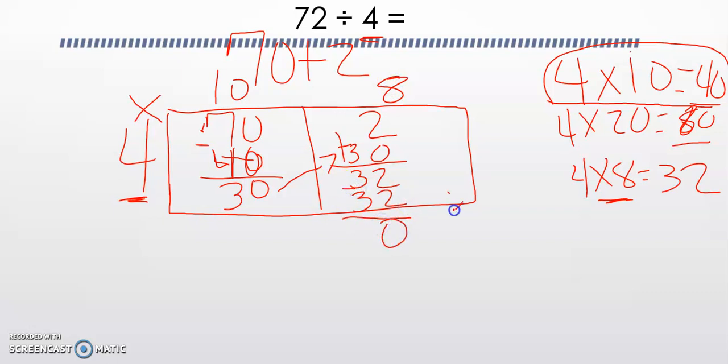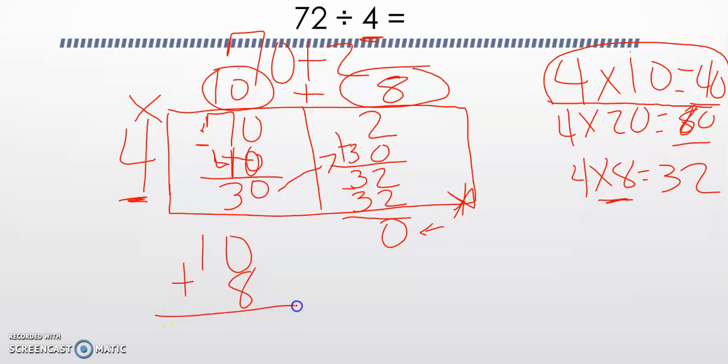When you get to your last box, after you subtract, it lets you know if you have a remainder or not. I ended with a 0, so therefore I do not have any remainders. Your very last step: your numbers that are on top, because when you're doing division, your quotient, which is the answer to your division problem, is always located on top of the house. So 10 plus 8 gives me 18. So 72 divided by 4 equals 18.